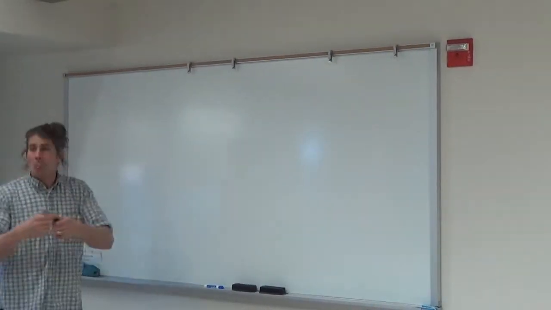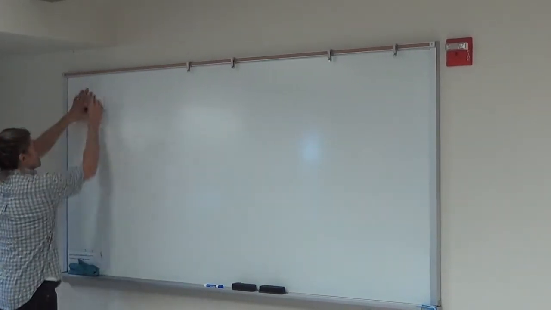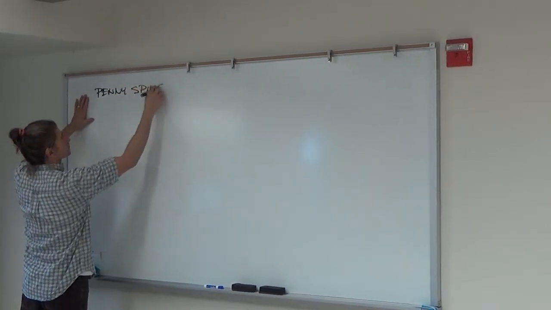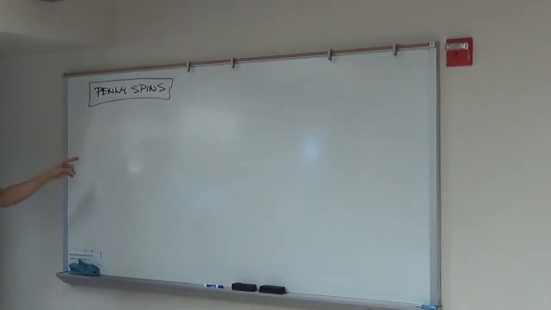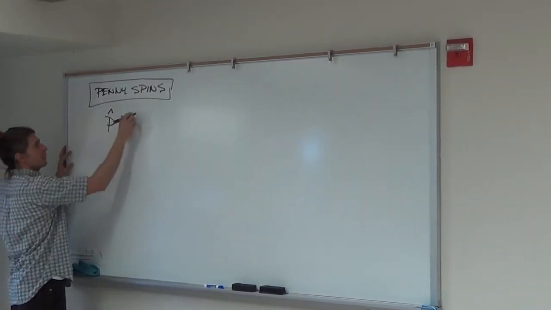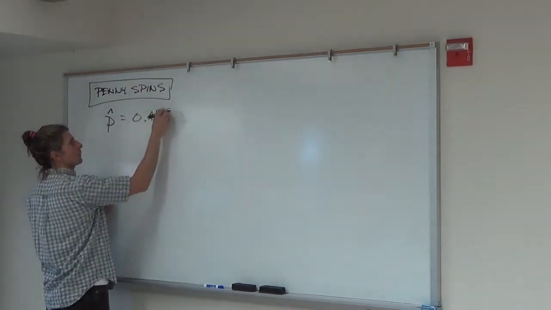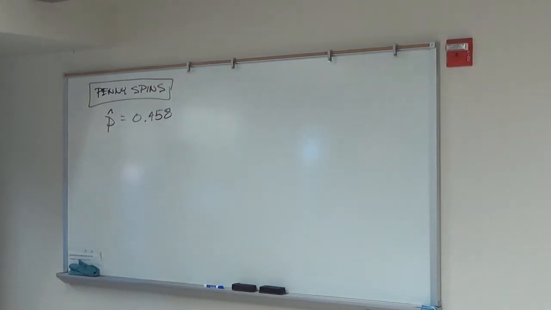Awesome. All right, here we go. So, for the penny spins, we already have a p hat. The p hat was 0.458. 45.8% of the time, we're going to get heads in our sample.